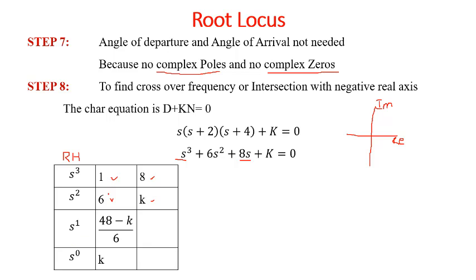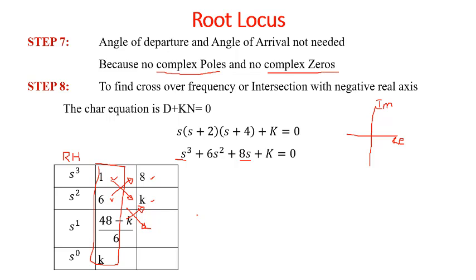To fill s1, multiply 6 into 8 minus 1 into k, divided by 6. So we get 48 minus k divided by 6. The next term is not there, leave it. Then come to s0 to be filled: multiply 48 minus k with k and 6, divided by 48 minus k divided by 6. So it cancels, only k remains. As we got these elements, that is the first column, we have to check this column.